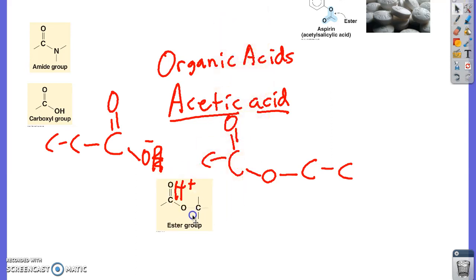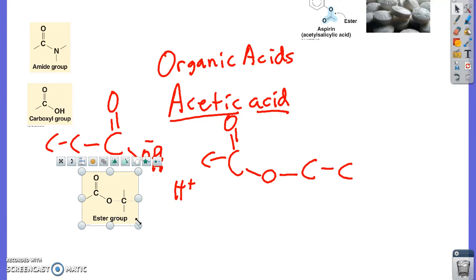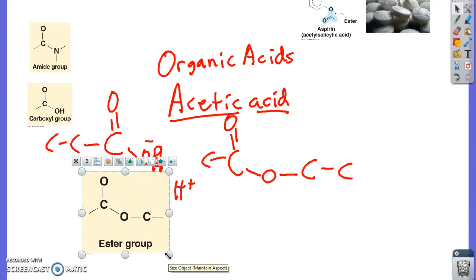Now, ester, not talking about the Bible Esther, Queen Esther, who saved her people. This is ester, a group of chemicals. Generally speaking, they're very good smelling. A lot of flavorings that we put in our food and so forth come from this group. So if you have an acid joined to another carbon chain, then it would make these.